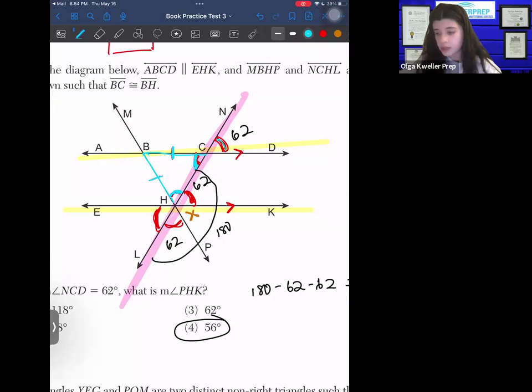So this is equal to this by vertical. This is equal to this by alternate interior. This is equal to this by vertical, and then this one is equal to this one by vertical. And these are also equal by alternate exterior, right? So it all makes sense. And now that we know one of them is 62, I now know the rest of them are 62. Does that make sense? And we didn't even have to use the other line.